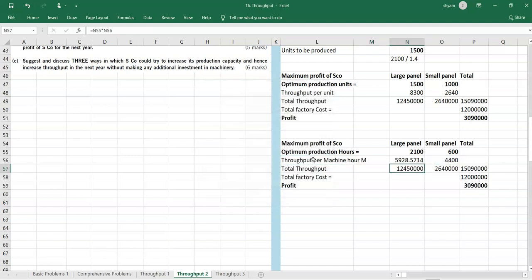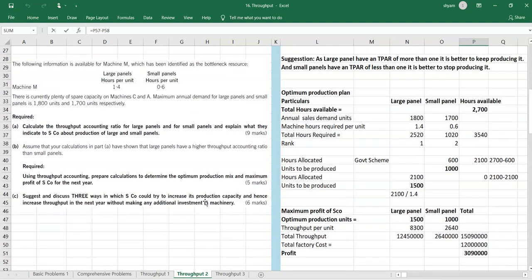Okay, I think we got it. So if you see, even when we multiply through hours, if we calculate, we still get the same answer. Our total throughput is the same whether we find it through hours or through units, and the total amount is also the same, and factory cost is the same, and finally we get the profit. So either you work the sum through units or through hours, you will get the same answer here.